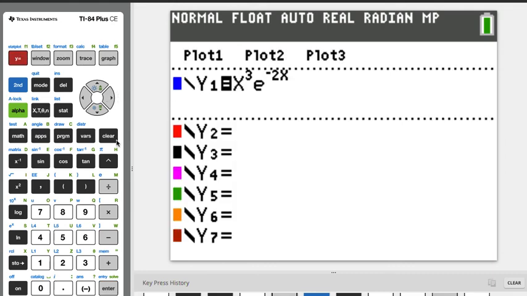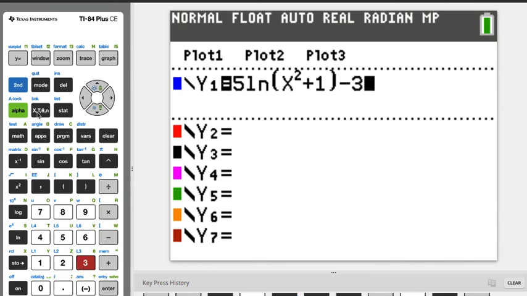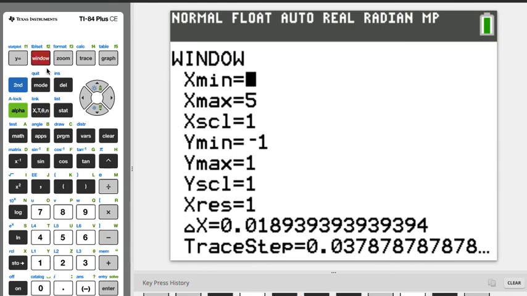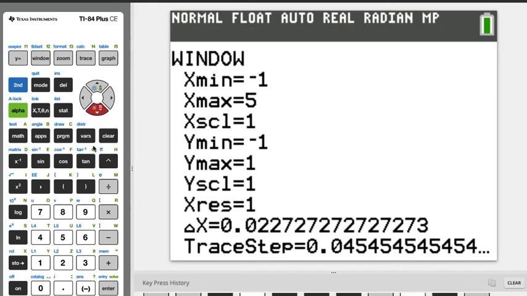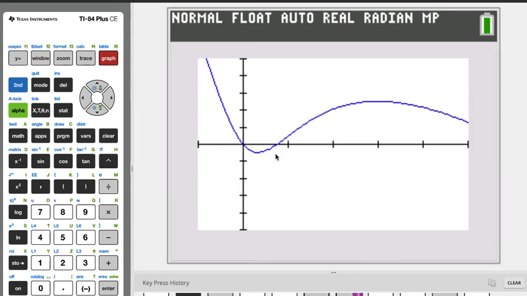All right, so let's come back here. One more, 5 ln(x squared plus 1), close parenthesis, minus 3x. My window, I'm going 0 to 4, so let's take it a little bit further. Negative 1 to 5 looks good. I'm just going to say negative 5 to 5 for now until we see what this graph looks like. We may need to adjust it. Okay, so I think that's all right.